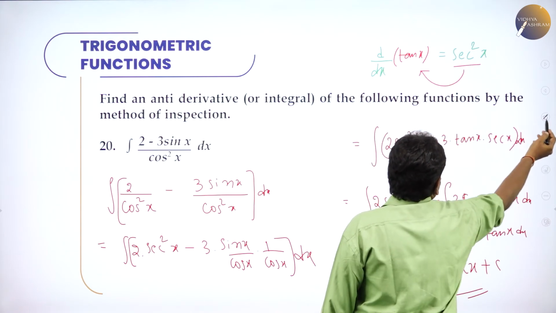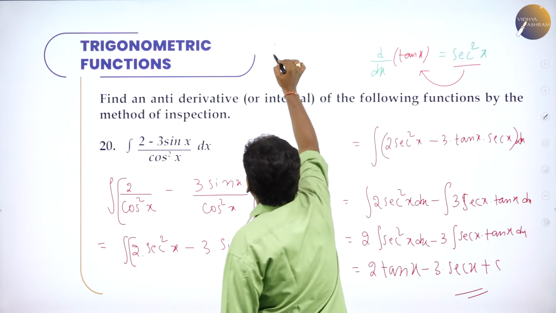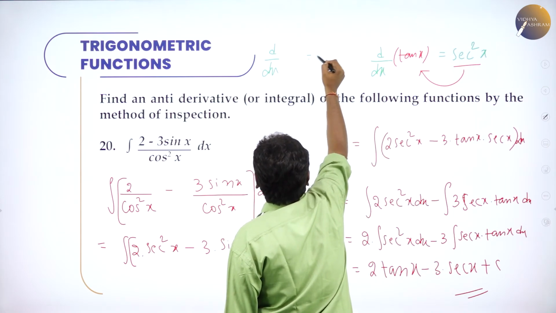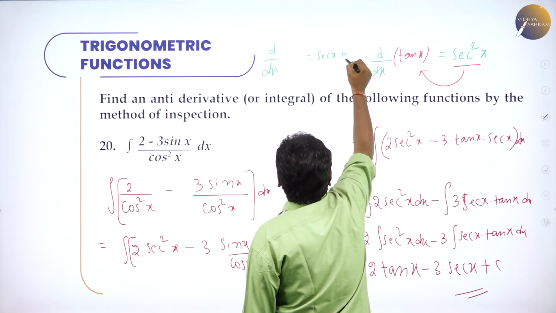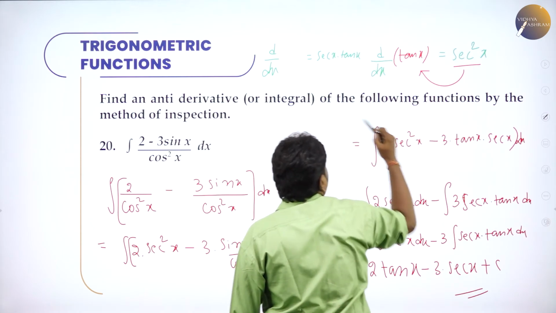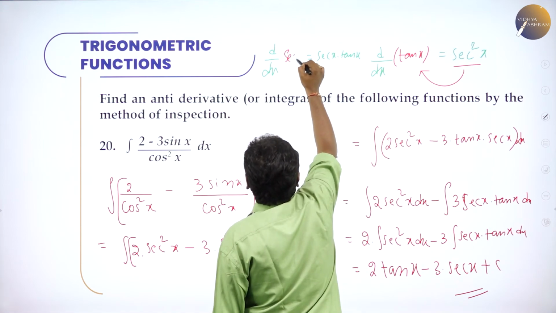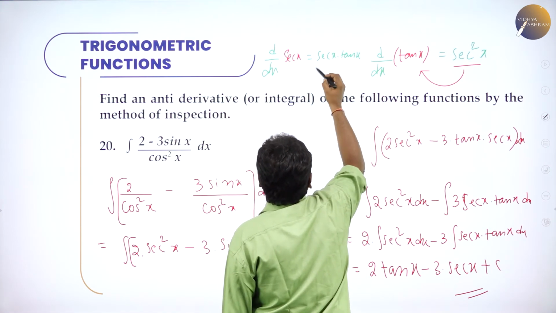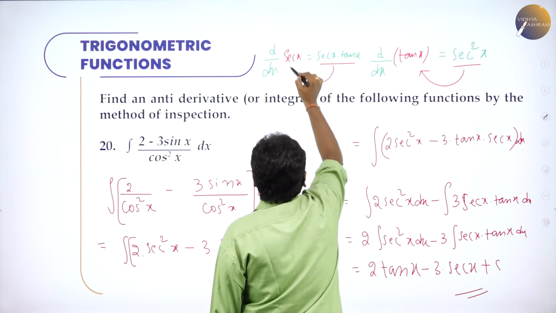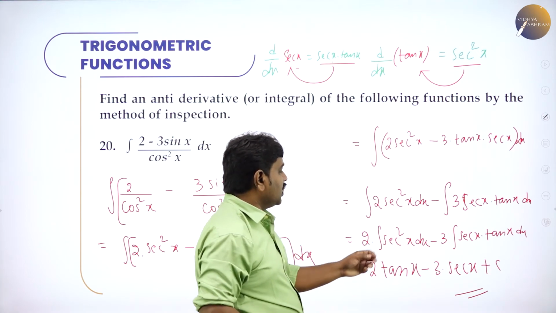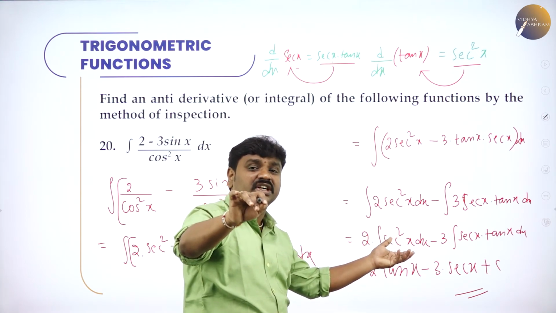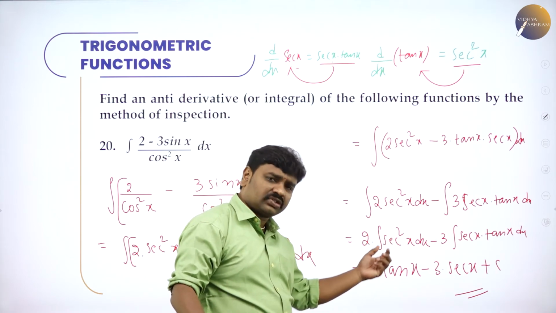And similarly, d by dx of what gives you secant into tan? If you want secant into tan, what if you integrate? Differentiation formula says secant x. D by dx of secant is secant into tan. That's why when you integrate this, you should get this. This is inspection method. I want secant square x. What if I differentiate, I'll get secant square x tan x. That's why integration of secant square is tan.